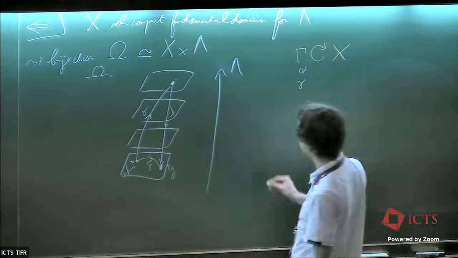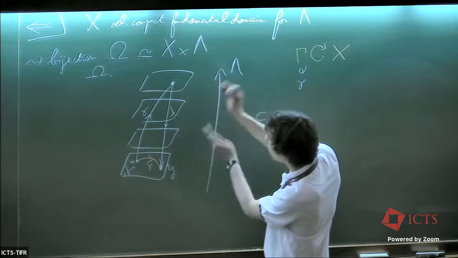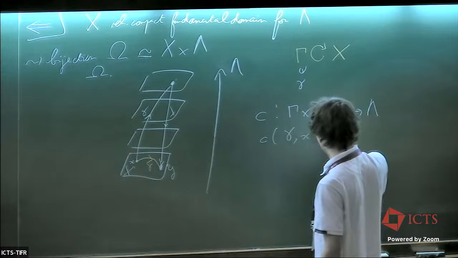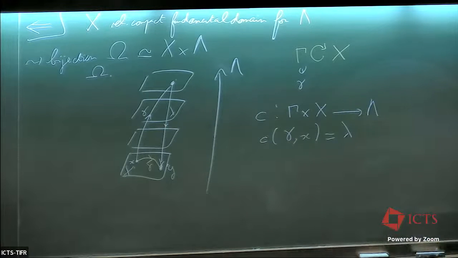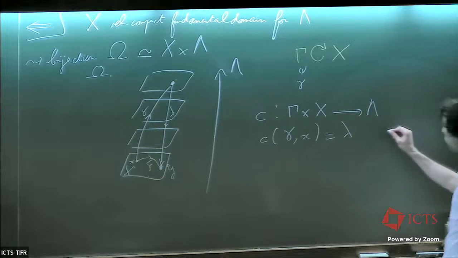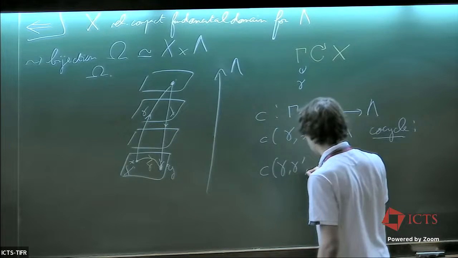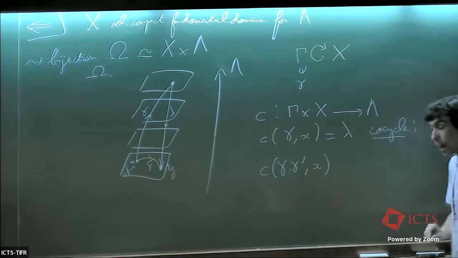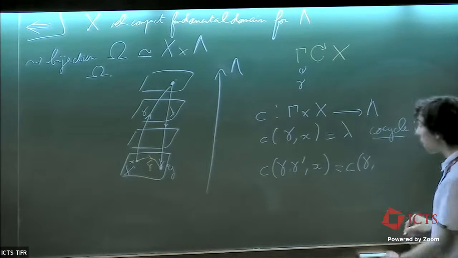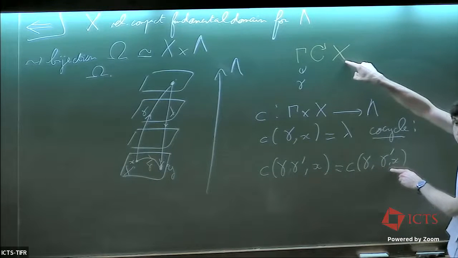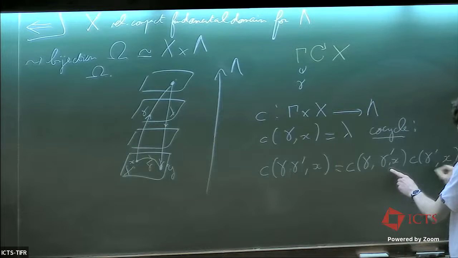And this element lambda, so you have a map that compares the two actions that goes from gamma cross X to lambda, which is C of gamma X, this unique element lambda that brings me back to the fundamental domain. Okay, and I want you to notice that this map satisfies the so-called cocycle relation. That is, if you do C of gamma gamma prime, the product gamma gamma prime applied at X, you will get C of gamma applied at gamma prime X, where this gamma prime X is for the action on X, multiplied by C of gamma prime X.